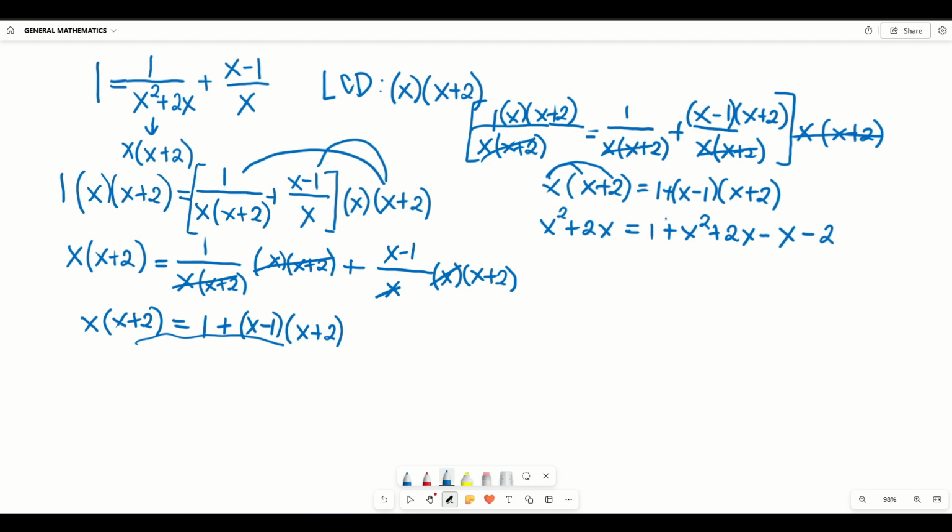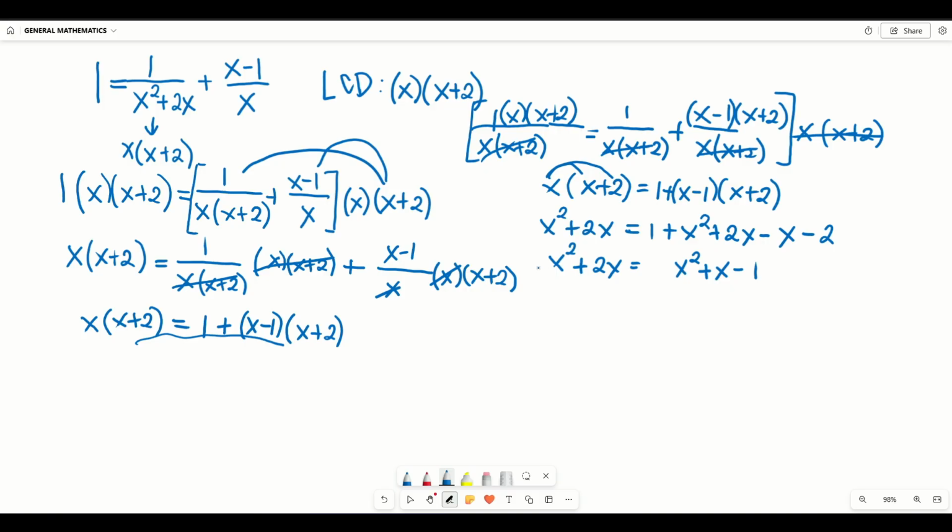And then isimplify ko lang itong nasa right hand side natin. So, x squared plus 2x is equal to 1 plus x squared. 2x minus x is plus x. I have here 1 pala. 1 and negative 2. Baguhin ko lang. So, tanggalin ko si 1 dito. 1 minus 2 is negative 1. Alright?